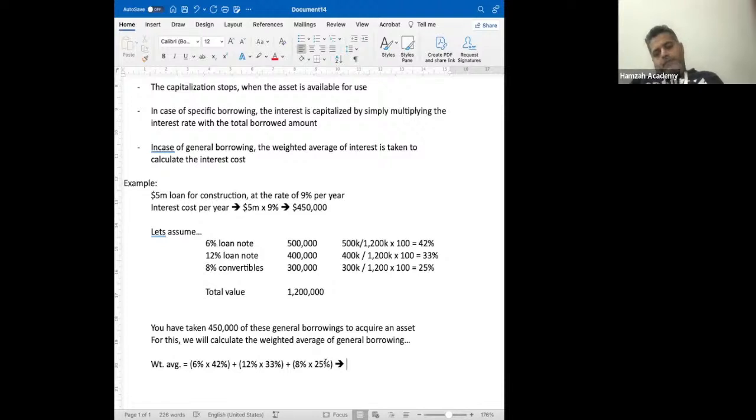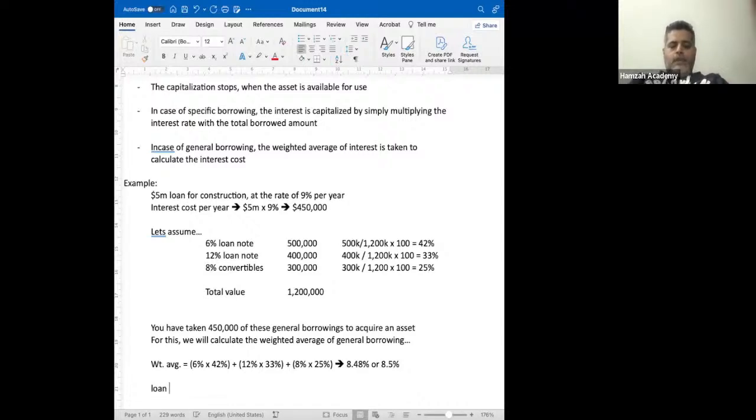It could have been better if we had been on Excel. Let me just take out my calculator as well. Okay, we have 0.06 into 0.42, then 0.12 into 0.33, then 0.08 into 0.25. So I get this, multiplied by 100, at 8.48, or 8.5%, right? This is what I get.